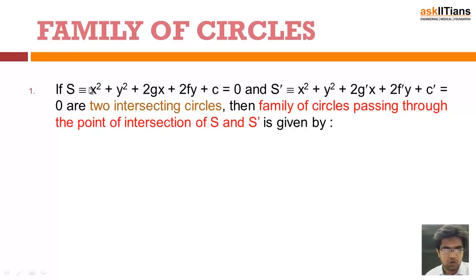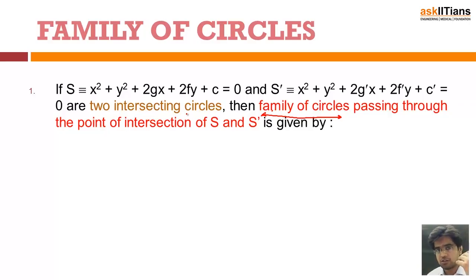Suppose that you have one circle like x square plus y square plus 2gx plus 2fy plus c, and then similarly you have one more circle whose g, f and c values are different. As we are talking about family of circles, that means there are two circles and there can be more circles as well, and they are intersecting. What do we mean by the family of circles passing through the point of intersection of S and S dash?